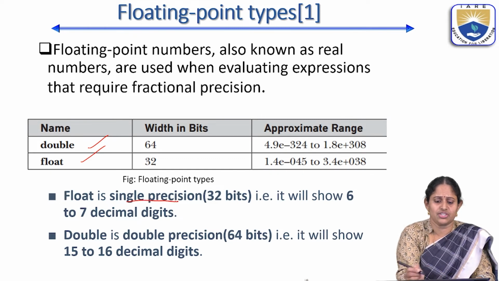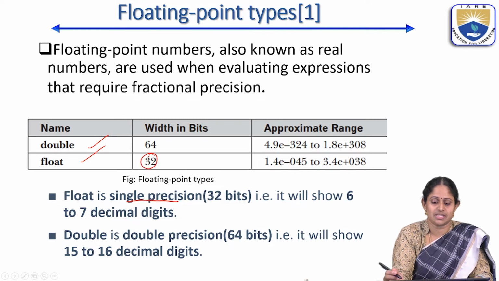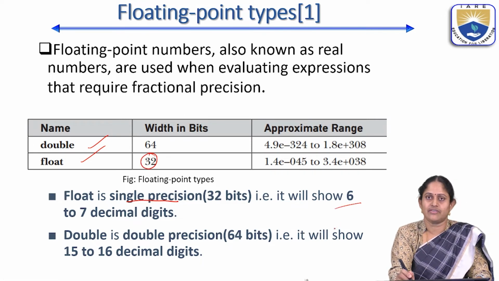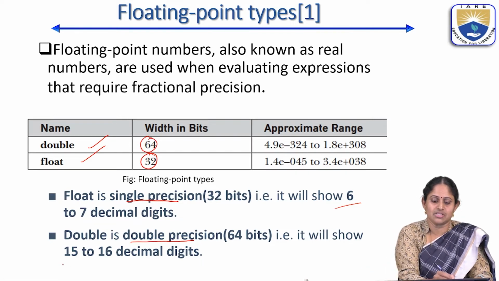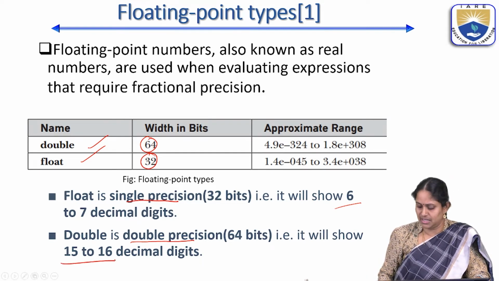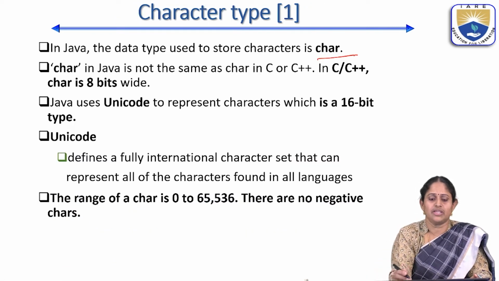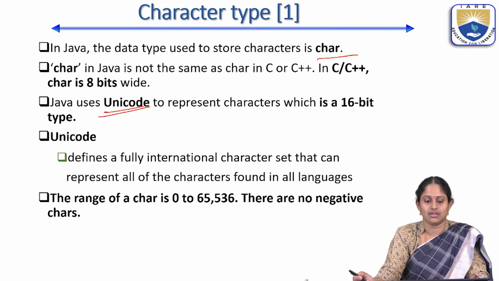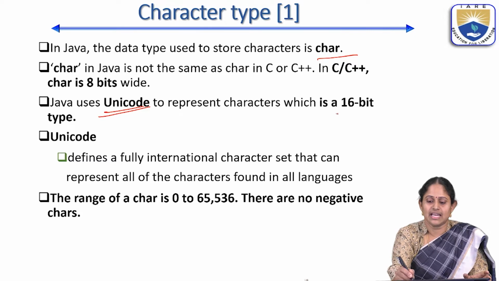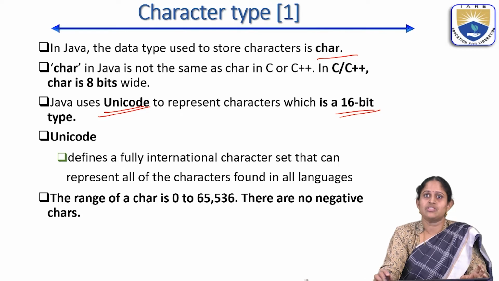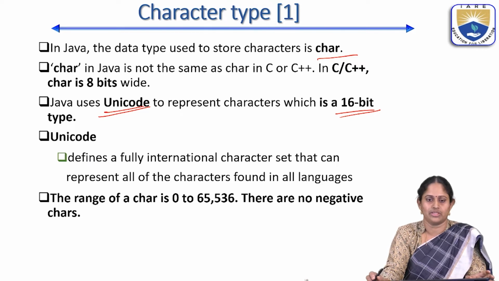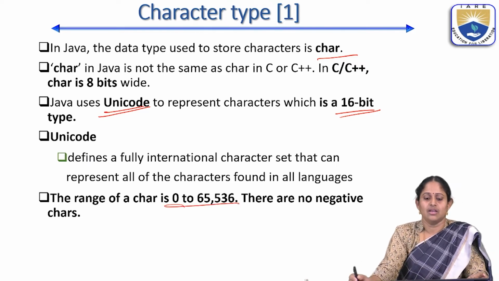The float is single precision with 32 bits, and it supports up to 6 to 7 decimal digits, whereas double is 64 bits and is called double precision, which supports up to 15 to 16 decimal digits. Now, to store characters, Java uses Unicode to represent characters, and they are of 16-bit length. This Unicode is used so that it supports almost all international character sets found in all the languages used all over the world, and the range of characters is around 65,000.